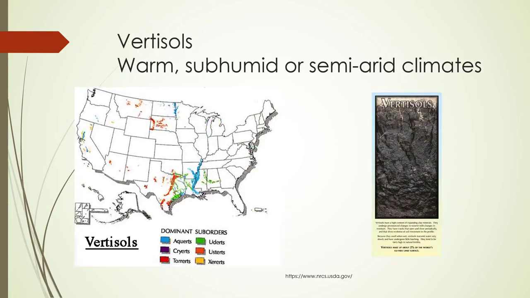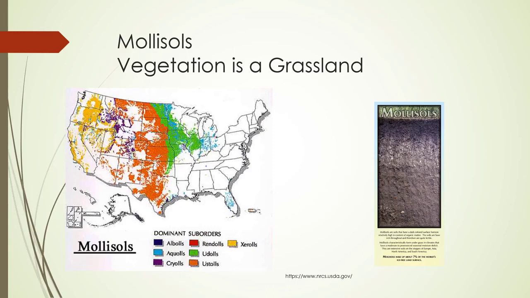Vertisols are warm, subhumid, or semi-arid climates, and that's going to be mostly in the southwest. Very dark in color. Mollisols, vegetation is a grassland. So this is very fertile, and probably some of the most fertile soil in the world. Very thick, dark colored A horizon, rich in organic matter. You can see that here.